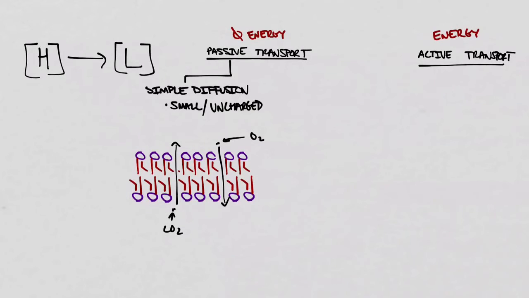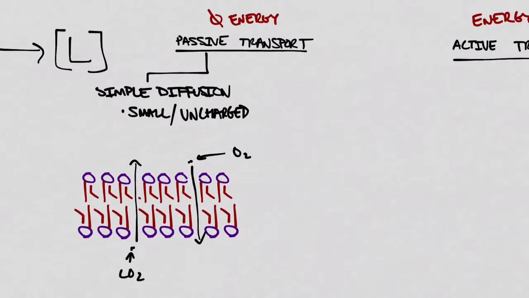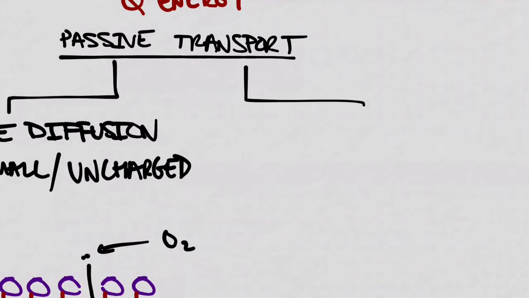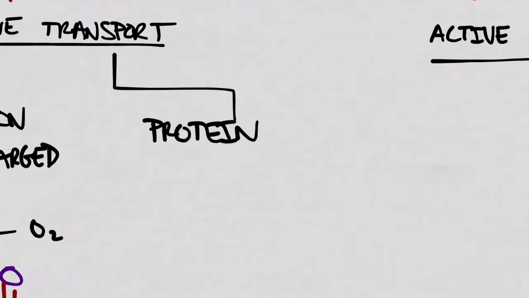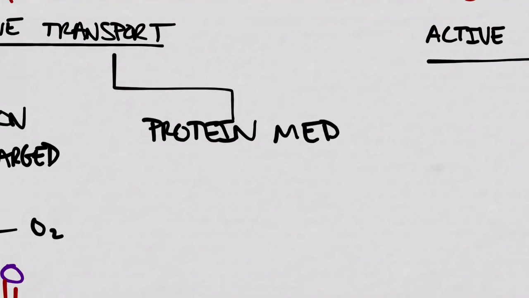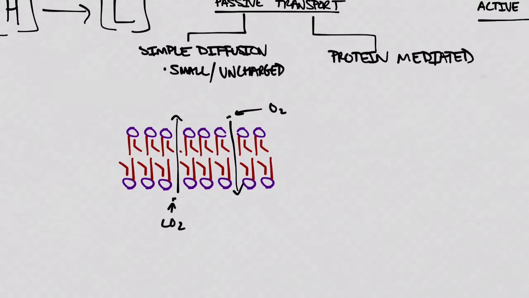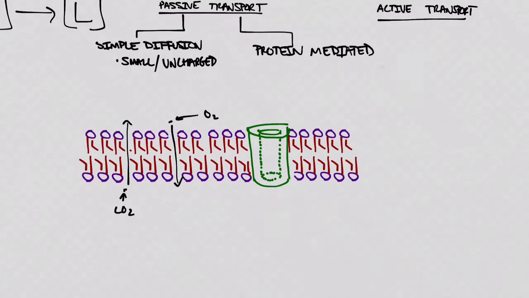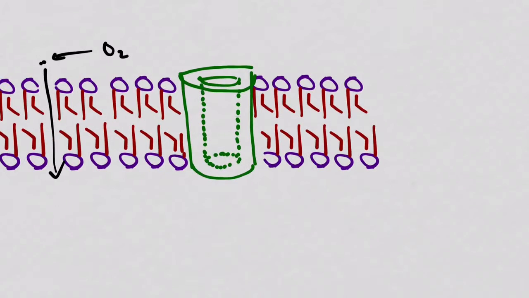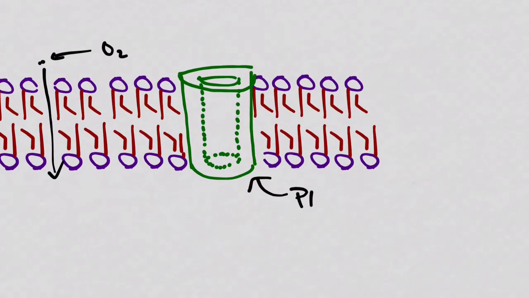Okay, the second type of passive transport is called protein-mediated passive transport. So let's add another little section here. I'm going to add to this membrane. I've added to our membrane, and you can see now that there is a protein channel or a protein pore embedded within the membrane.